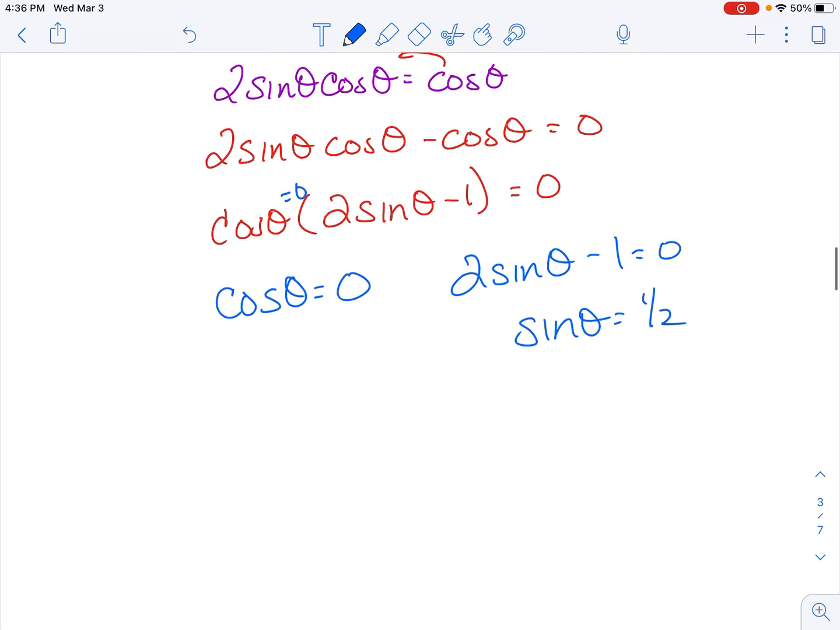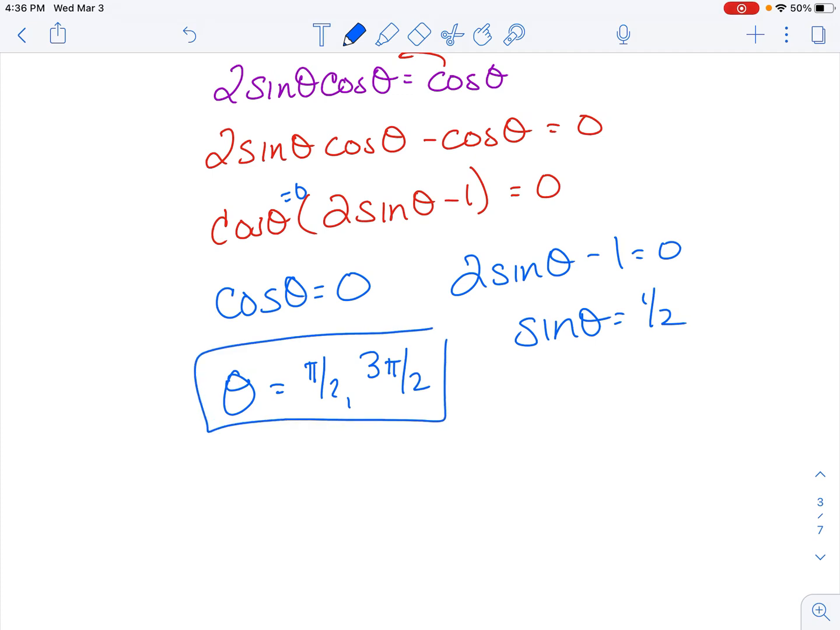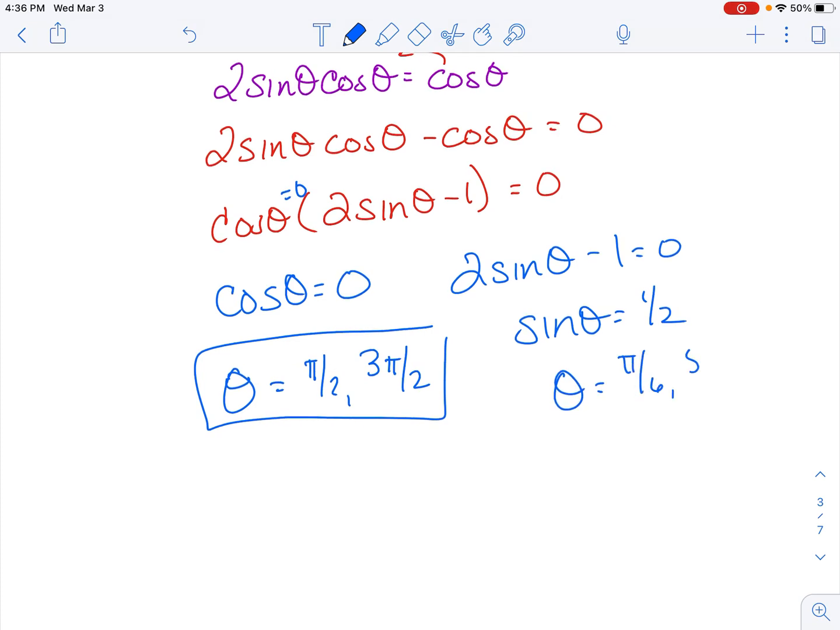So again, we're in radians. So where is cosine 0? Theta is cosine 0 at pi over 2 and at 3 pi over 2. So there's my solutions from the first one. And then look around your unit circle. We know sine's positive in quadrants 1 and 2, and that happens to be a half at pi over 6, as well as 5 pi over 6.